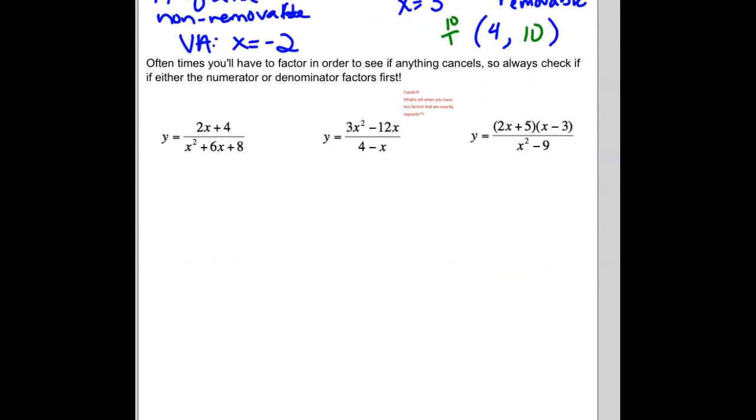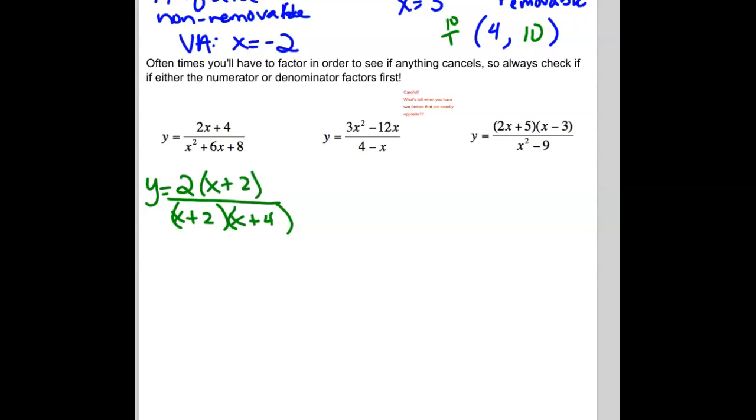All right, oftentimes you'll have to factor in order to see if anything cancels out. So always check if either the numerator or denominator can be factored. So let's look at our first example here. We could factor a 2 out, that common factor. Take a 2 out and we have x plus 2 left. Looking at the denominator, we have x squared plus 6x plus 8. That's a basic trinomial. So we factor out our x squared into x times x. To multiply and get 8 and have it add up to 6, we would use 2 and 4, both positive.